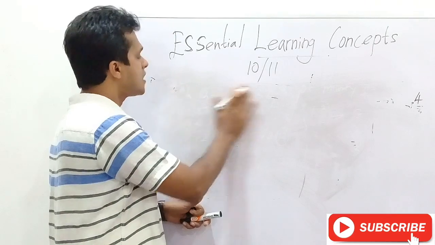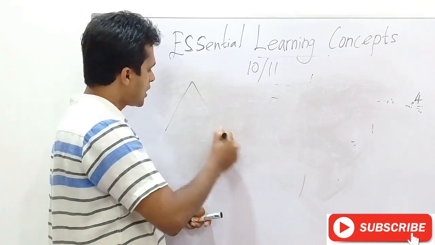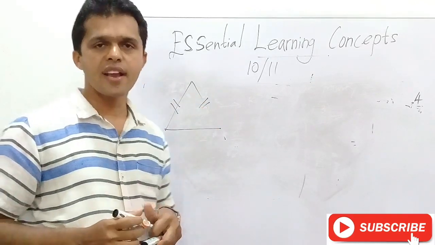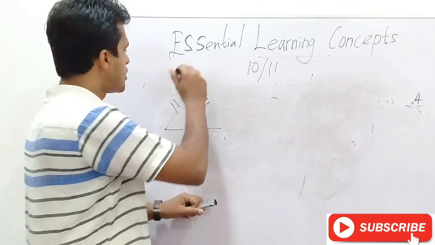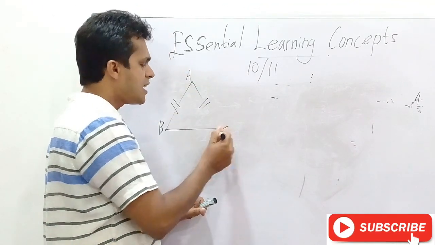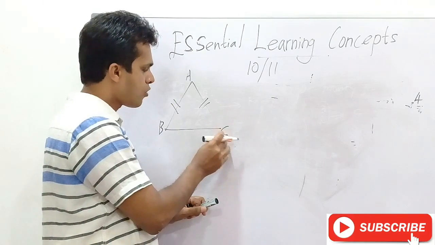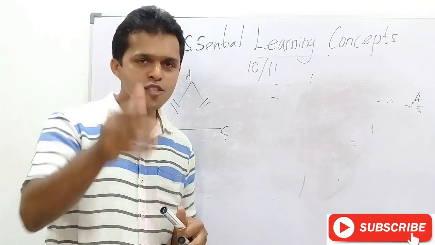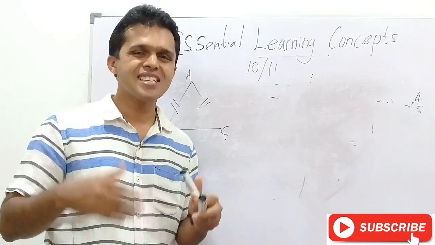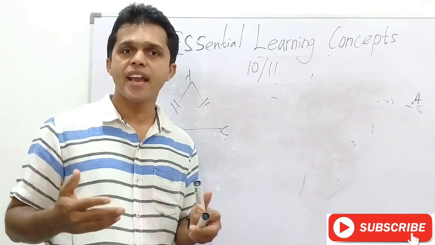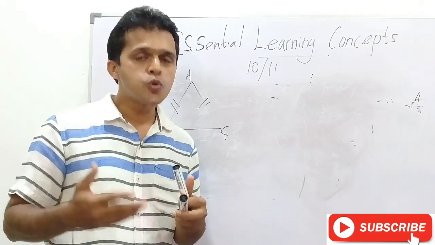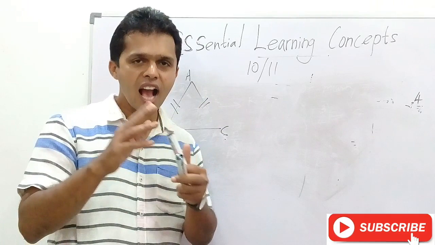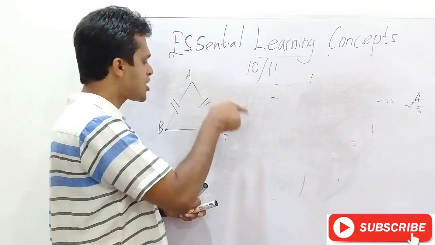The second concept. You think of this triangle. This triangle is an isosceles triangle, the triangle ABC. Why is this triangle called an isosceles triangle? An isosceles triangle is a triangle which has two equal sides. This is an isosceles triangle.